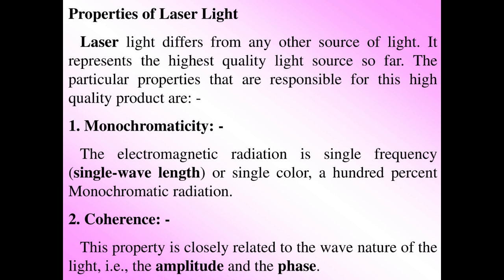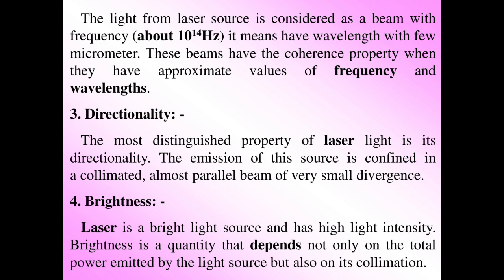Properties of laser light. Laser light differs from any other source of light. It represents the highest quality light source so far. The particular properties that are responsible for this high-quality product are: 1. Monochromaticity. The electromagnetic radiation is single frequency, single wavelength, or single color, 100% monochromatic radiation. 2. Coherence. This property is closely related to the wave nature of the light, i.e. the amplitude and the phase. The light from a laser source is considered as a beam with frequency about 10 to the power of 14 Hz. It means it has a wavelength of a few micrometers. These beams have the coherence property when they have approximate values of frequency and wavelengths.